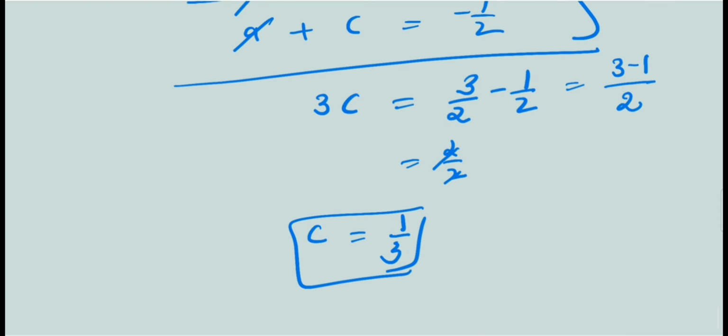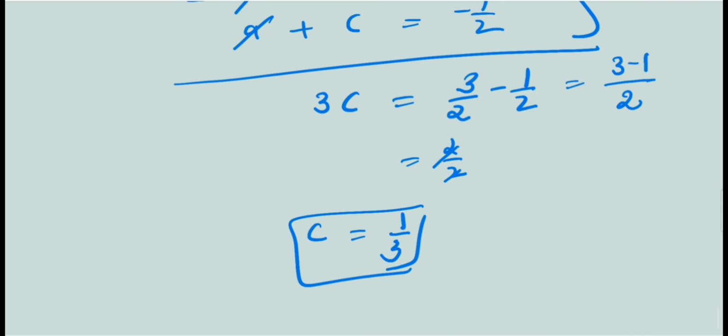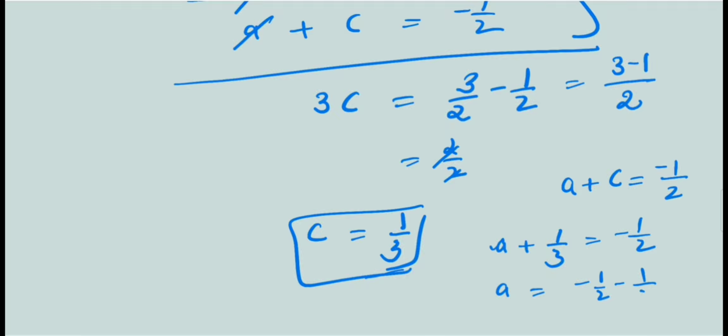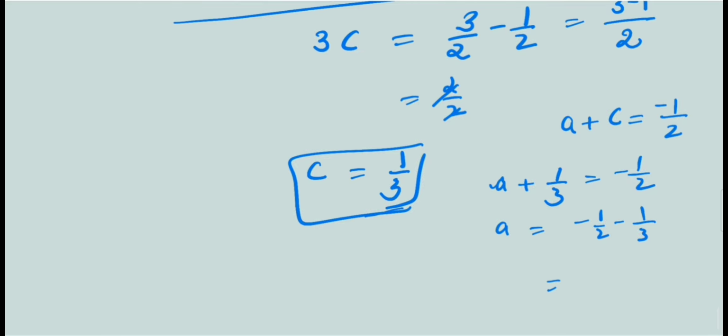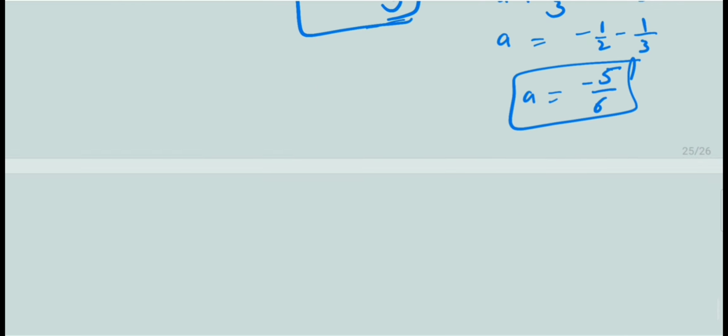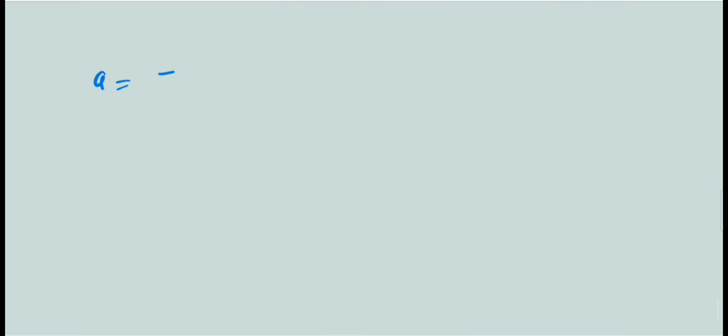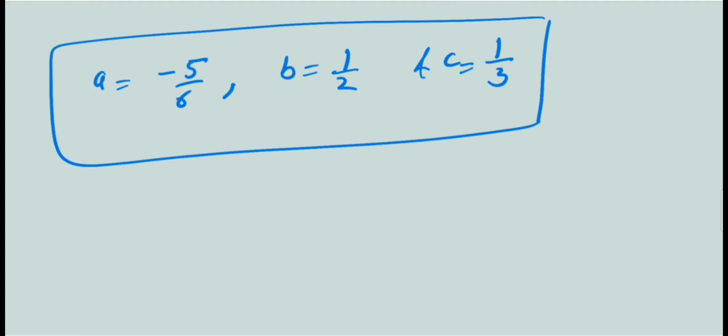Now we'll get the value of A by putting this value of C in A plus C is equal to minus 1 by 2. So here A plus 1 by 3 is equal to minus 1 by 2. A is equal to minus 1 by 2 minus 1 by 3. So if we solve this, we'll get minus 5 by 6. So now we got the values of A, B and C. A is equal to minus 5 by 6, B is equal to 1 by 2 and C is equal to 1 by 3. This is what we have to find.